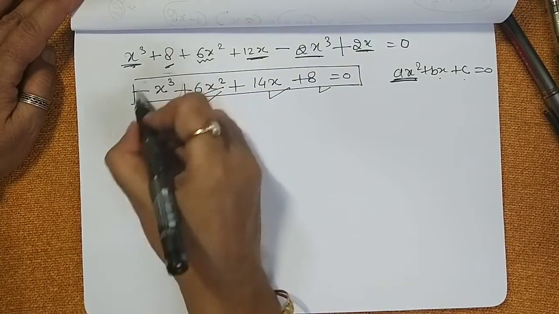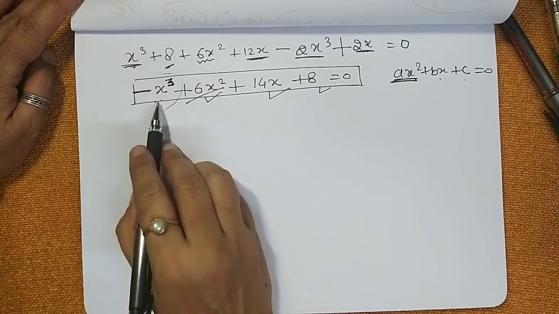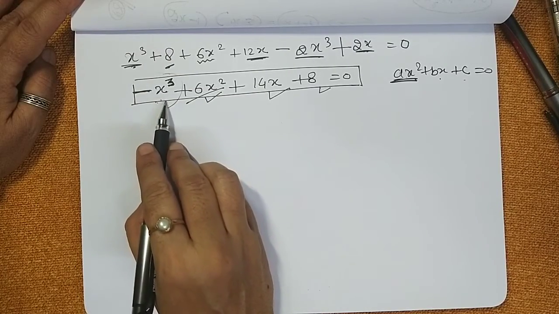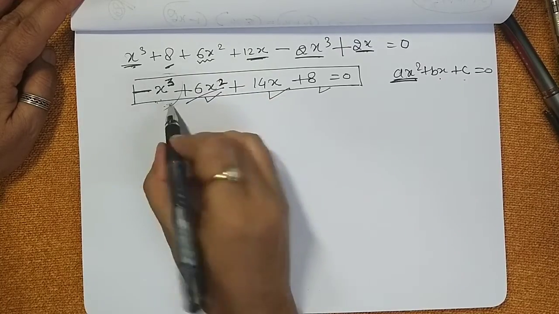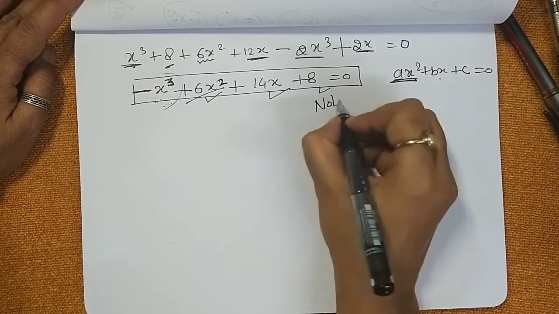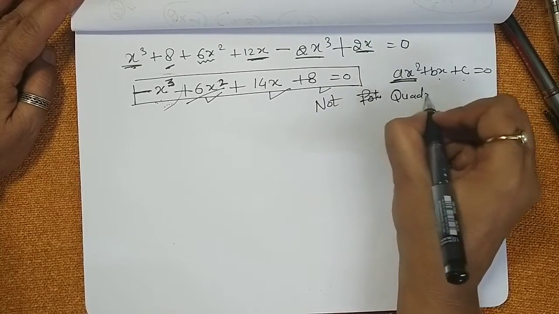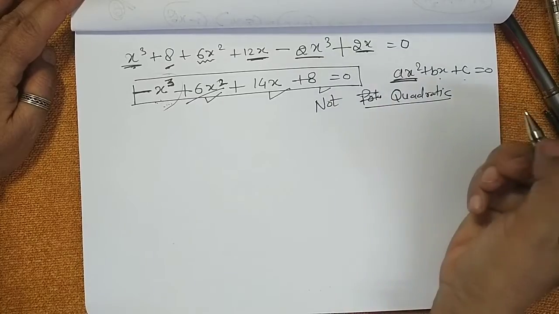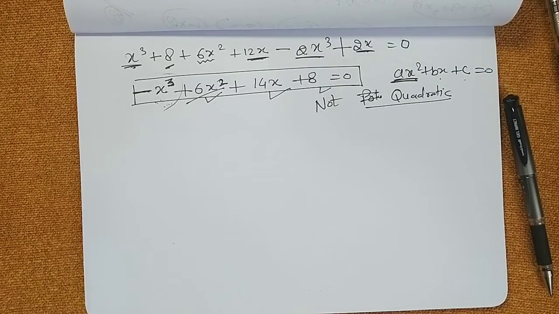But what is this extra term doing? Maximum power in this is clearly 3, which is not a sign for a quadratic equation. In a quadratic, the maximum power allowed is 2 only. So this is an extra term. So it is not a quadratic equation. I hope you got it. Now let me do the next question.